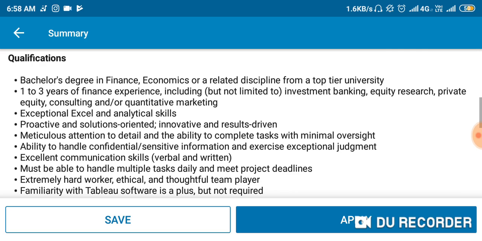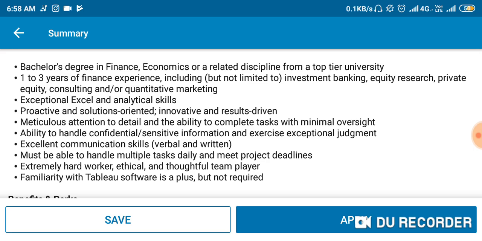Now qualifications. What qualifications do they need for a data scientist? The first point says a bachelor's degree in finance, economics, or a related discipline from a top tier university. So the minimum criterion for getting a job as a data scientist in this startup is just a bachelor's, not masters, not PhD, not any engineering degree, nothing to worry about. Just a bachelor's degree in finance, because this company deals with financial products.